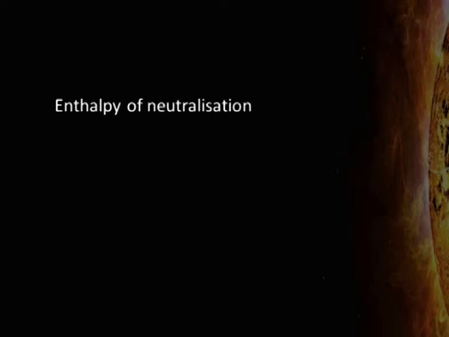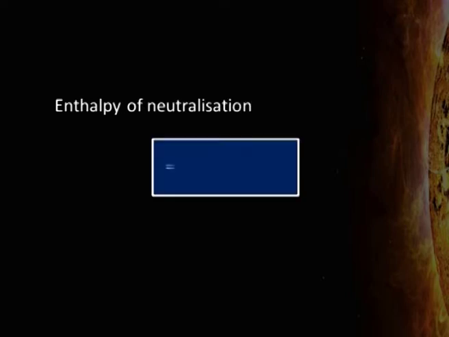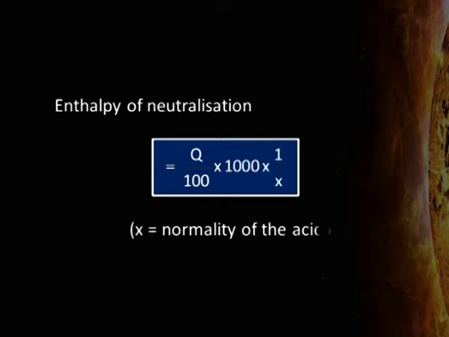Here the enthalpy of neutralization will be equal to Q upon 100 multiplied by 1000 multiplied by 1 upon X. Here X is the normality of both the solutions. Here is an example to calculate the heat of neutralization.